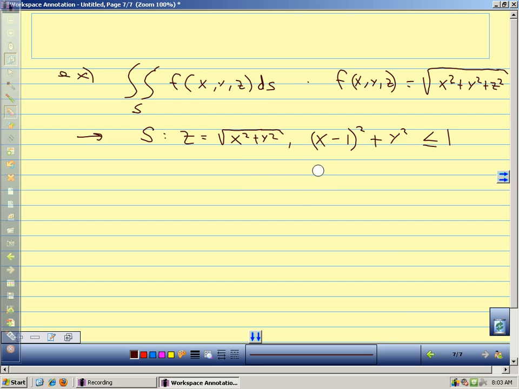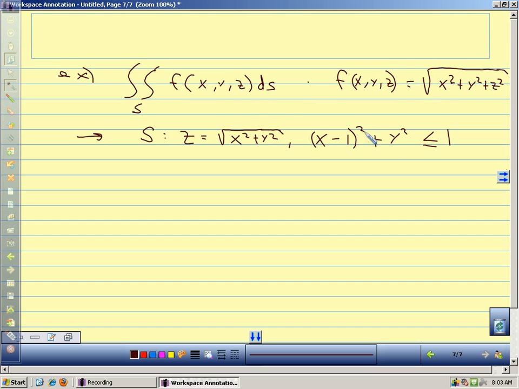Well, what is this, (x minus 1) squared plus y squared less than or equal to 1? That's a circle in the xy plane. So what is this telling us about our problem? So we're very close. Our surface is a cone, but we're bounded by (x minus 1) squared plus y squared less than or equal to 1 in the xy plane. So we're looking at the portion of the cone that's above this circle in the xy plane. So we're taking the surface integral of this function on the cone that's above this circle in the xy plane.